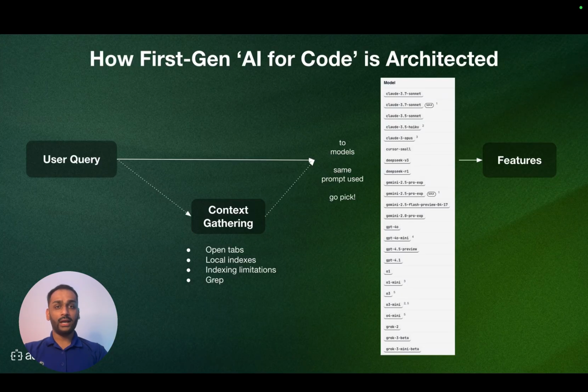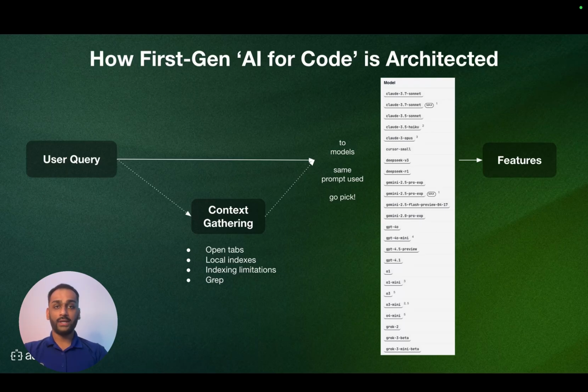Before we begin, I want to talk about how first generation AI for code is architected. They take the user prompt and then do basic searching across the code base. Treating code like flat text, they use grep or off-the-shelf algorithms like creating ASTs or Merkle trees, and then use the same prompt regardless of the feature at hand, and have the developer choose the right model for the task.